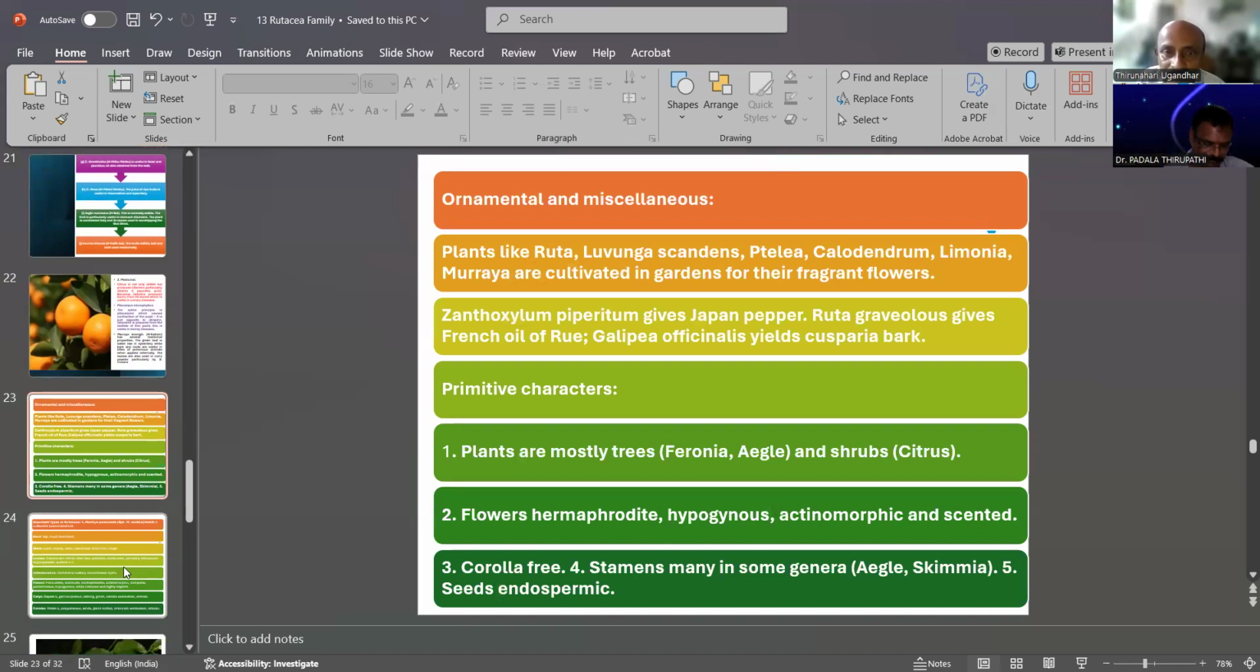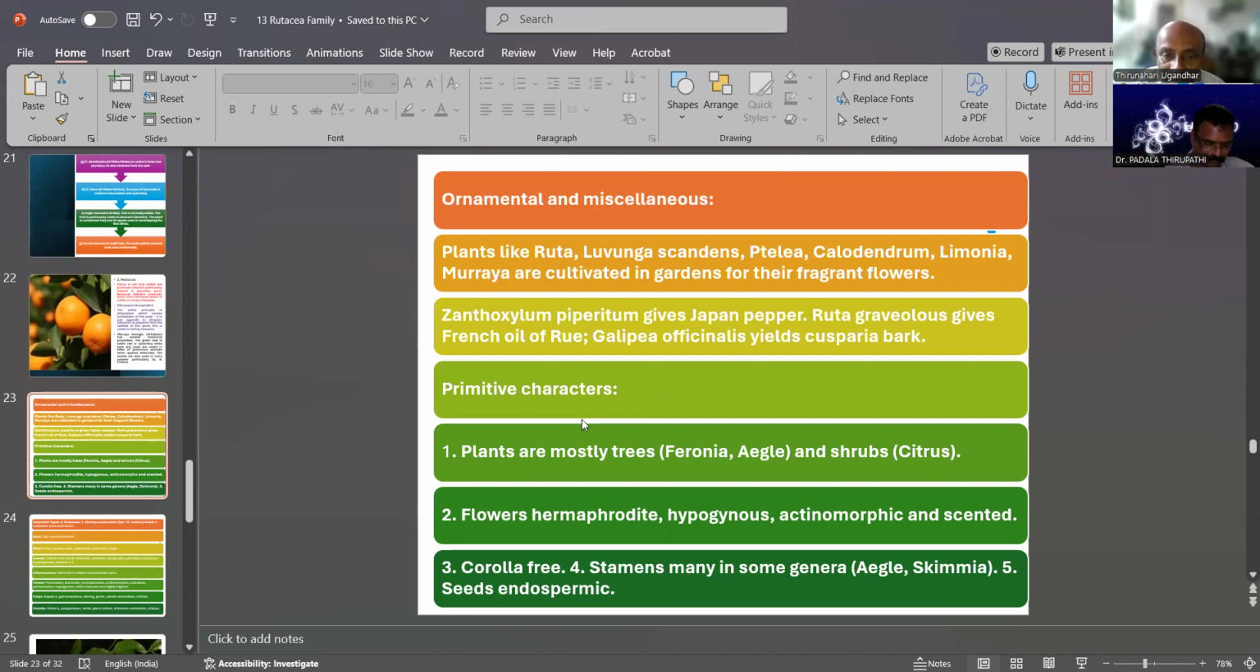Plants like Ruta, Lavandula, Skimmia, Platia, Calodendrum, Limonia, and Murraya are cultivated in gardens for their fragrant flowers. Then Zanthoxylum piperitum gives Japan pepper, and Ruta graveolens gives rue, or herb of grace.